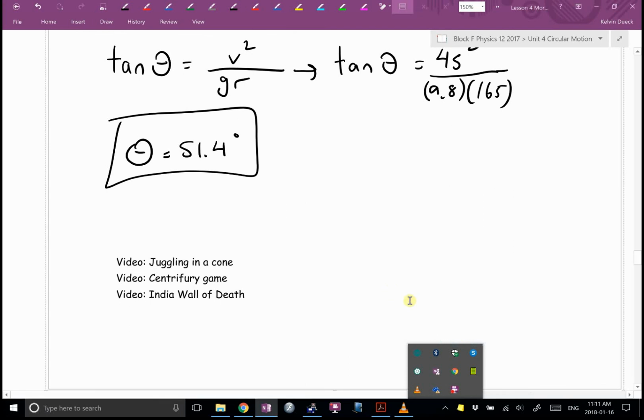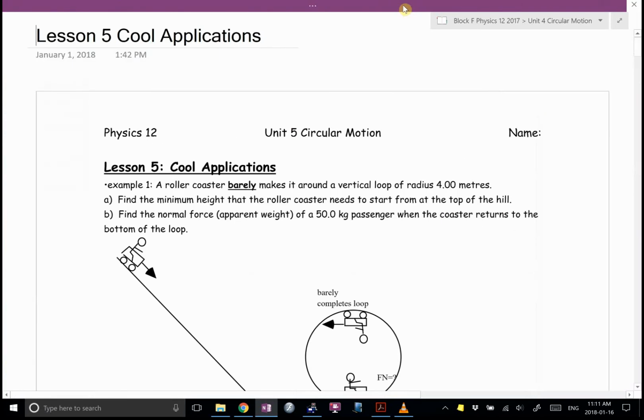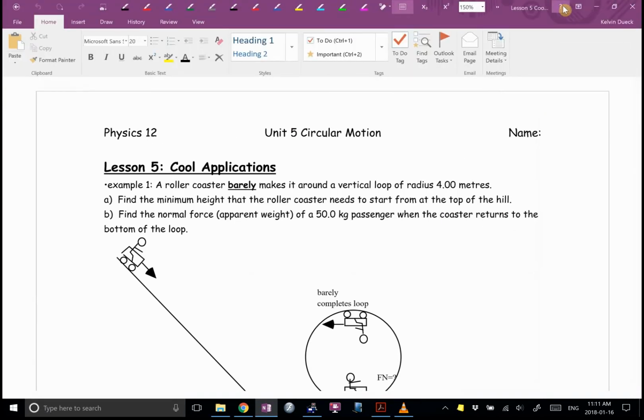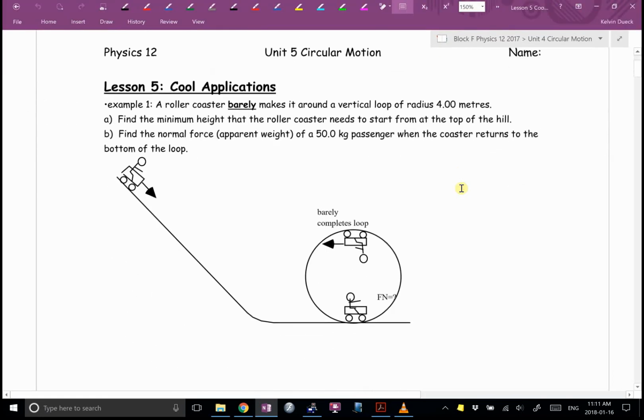I want to continue with one more neat application from Lesson 5. Lesson 5 I called Cool Applications, and I want to look at roller coaster loops in more detail. We're going to do example 1, and then your homework is going to be the homework from Lesson 4, and I'm going to be giving you a take-home quiz. Really, the homework is the take-home quiz.